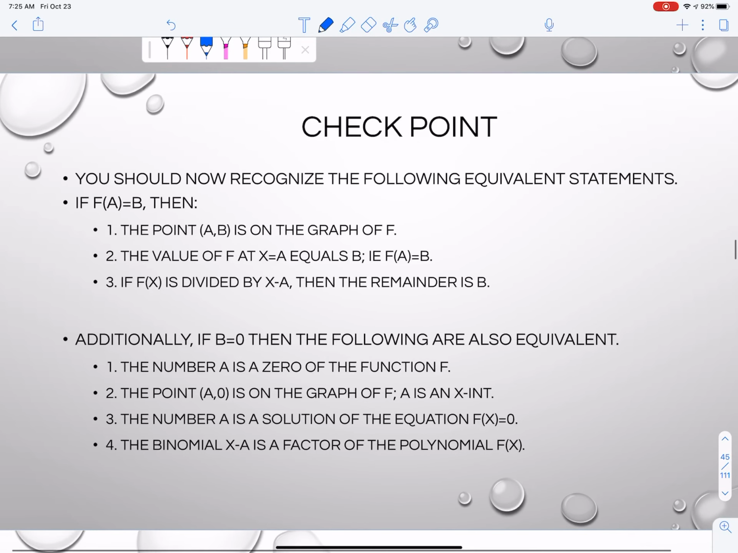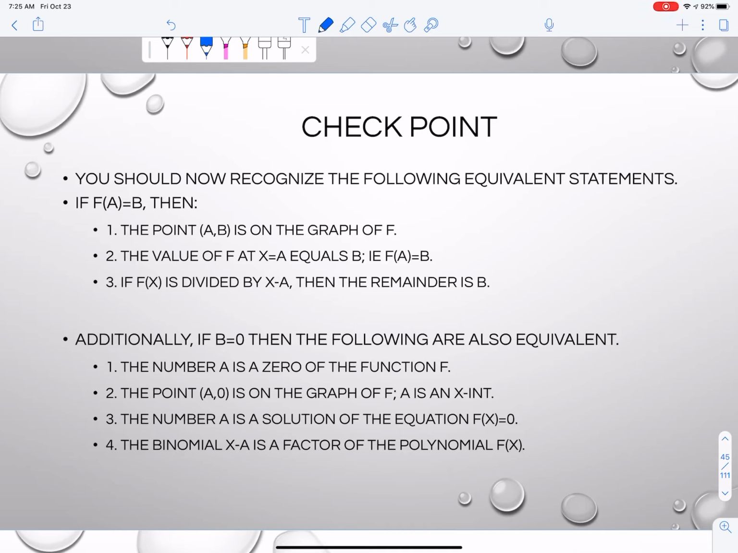So the end state here is a quick checkpoint, and we had a checkpoint the other day, but you should now be able to recognize that the following things are true. If I have f of a equals b, then the following are true. The point (a, b) is a point on the graph of f. The value of f at x equals a equals b. Thus, f of a equals b. It's just by definition of function notation. If f of x is divided by x minus a, then the remainder is b.